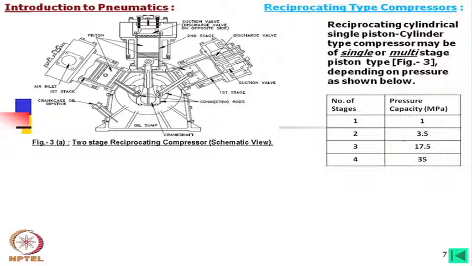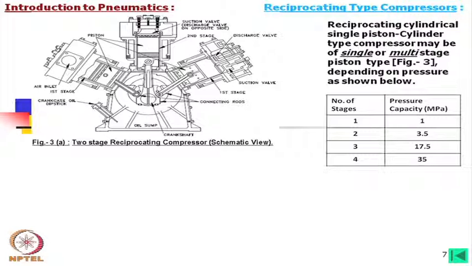Now, if I look into these figures, on the left hand side, this figure A shows a reciprocating two stage compressor. But before that, I would say that depending on pressure capacity, if the pressure is 1 megapascal usually, in that case we can go for single stage. If it is 3.5, then two stage. Then if it is 17.5 megapascals, it is on the higher side, and we have to go for three stage, and for 35 megapascals, this is four stage. Now, 35 megapascals means it is very high. This is definitely for special applications.